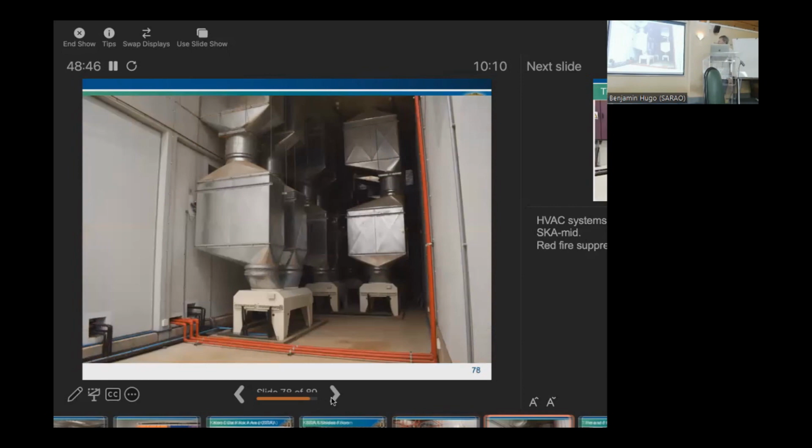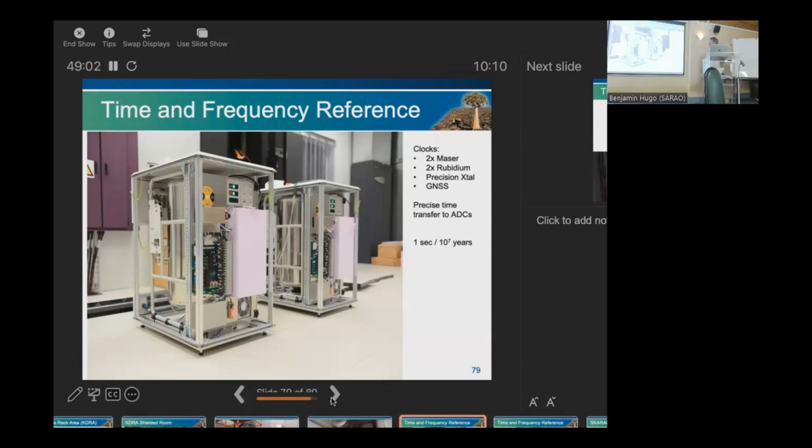And very practical things, like you need air conditioning. And how do you do air conditioning with such a box? And you need these pipes over here for fire protection. These are the masers that we use for our time frequency reference. They're very, very precise clocks. We have two of them so that we can check them against each other.